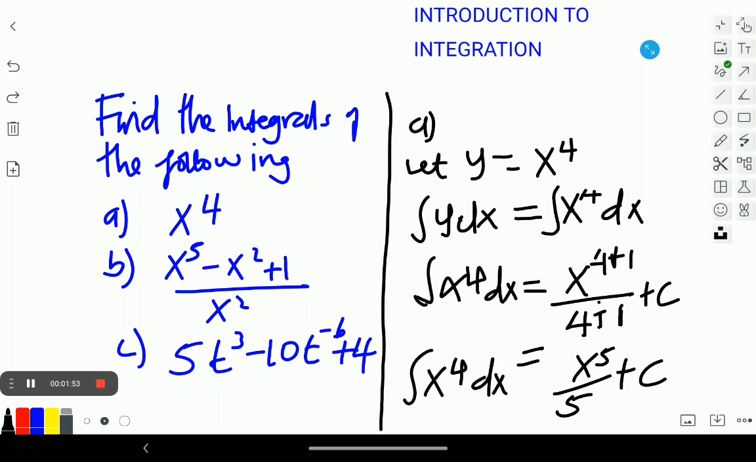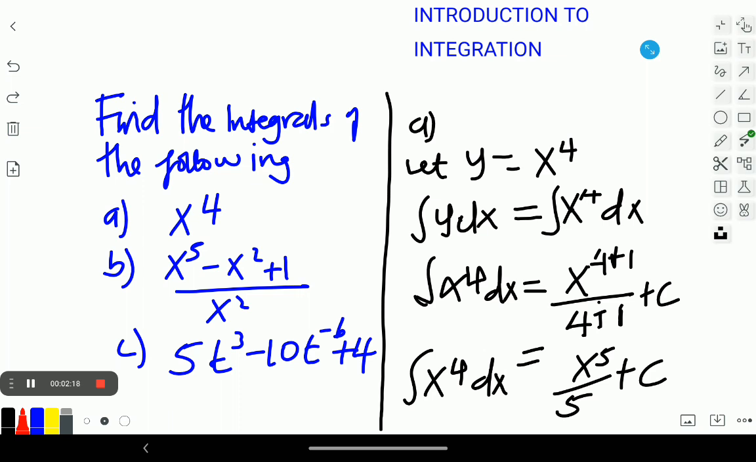What did we do? We just raised the power of x, which was 4, to 4 plus 1, and also we divided by 4 plus 1, and now the final answer is that the integral of x power 4 is equal to x power 5 divided by 5, then plus c.